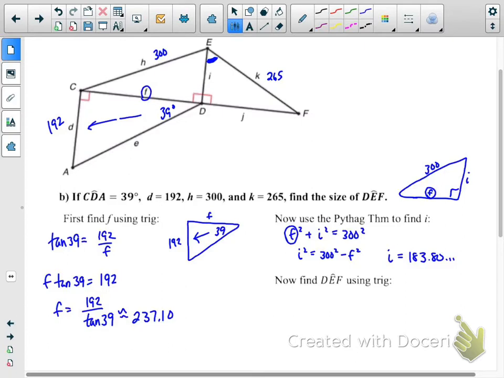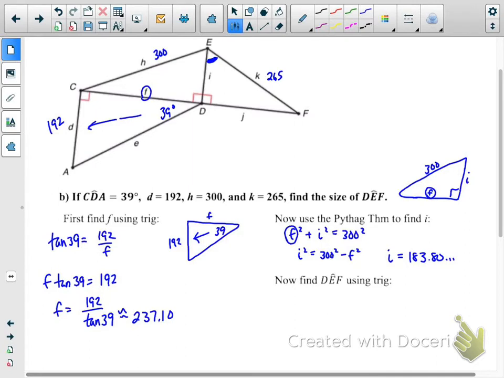So be careful, that's a common mistake that students forget to take the square root. The number should seem way too big. Remember, F is not the hypotenuse, and I is not the hypotenuse. They should not be bigger than 300. So that would be an indication you maybe forgot to take the square root.